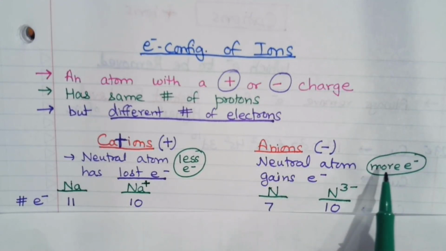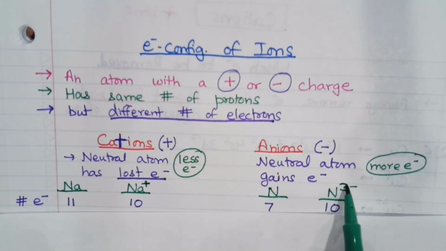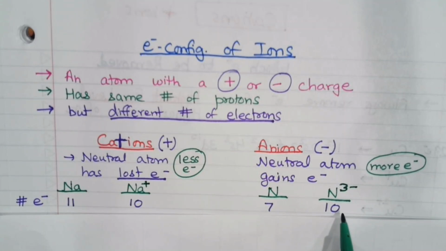Anions have more electrons than their neutral atoms. Example, nitrogen has 7 electrons because it has 7 protons as well. That's why the atom is neutral. But the nitride ion will have 3 more electrons. So 3 extra negative charges sit on the neutral atom, and now this is an ion. The nitride ion, the ion formed by nitrogen, has 3 more electrons than the neutral atom. Hence the number of electrons is 10.